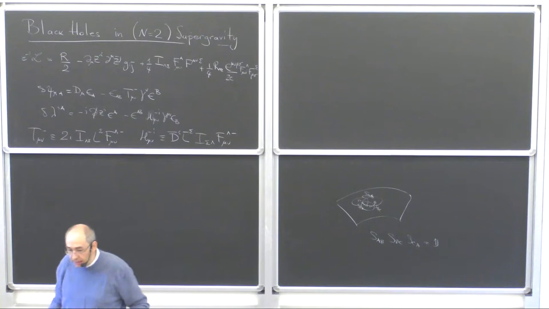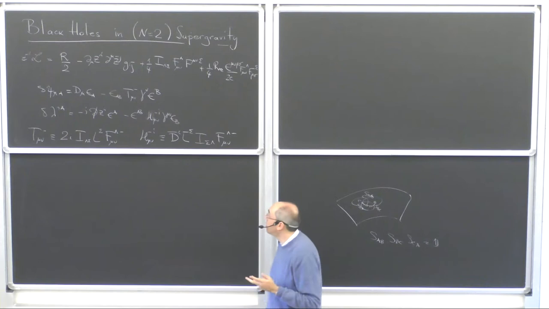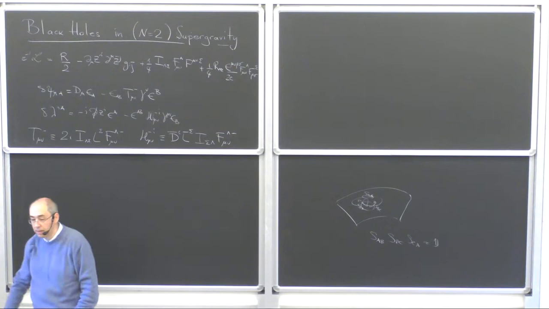I didn't find any proper proof of that. So let me now discuss black holes in N equals 2 supergravity. The theory is a special case of the theories that we discussed more in general when you couple gravity to scalar fields and vector fields. And this is the part that we are interested in. Of course, there will be gravitinos and there will be gauginos.